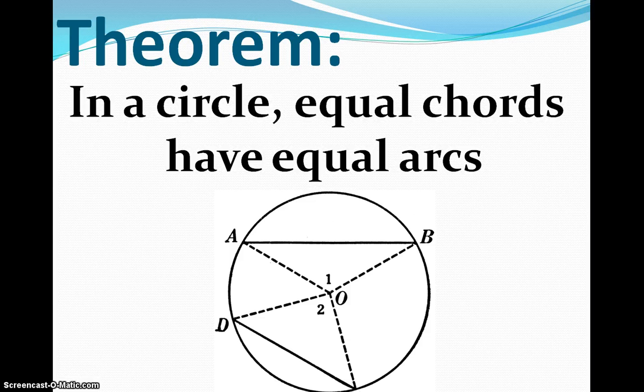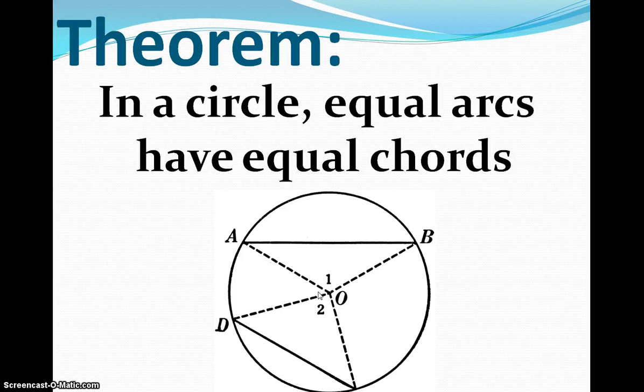A theorem: in a circle, equal chords have equal arcs. What that means is if I know that the length of AB is equal to the length of DC, and C is getting cut off here on the video, but this is D all the way down to C, if I know that those two lengths are equal to each other, then I would know that angle 1 is equal to angle 2.